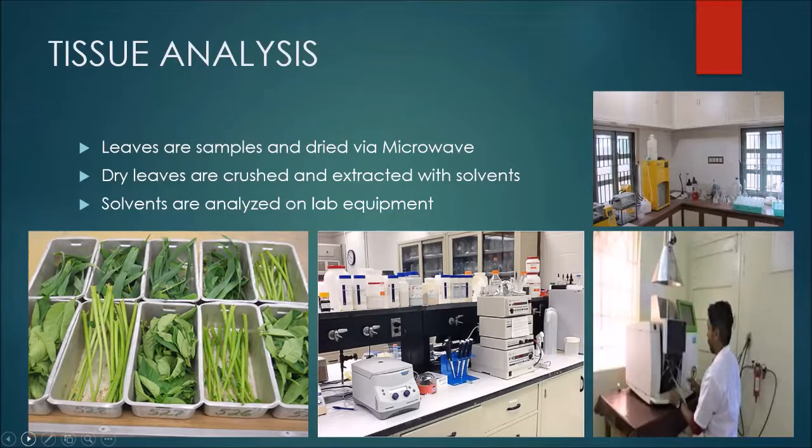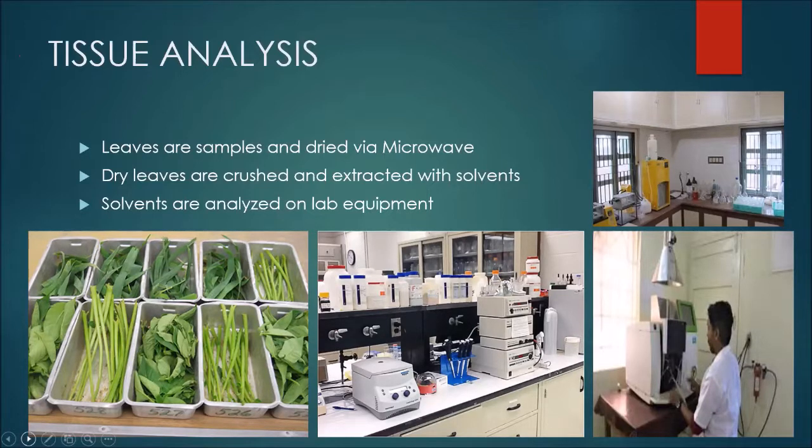The methodology in tissue analysis: the leaves are sampled and dried via microwave digestion. After that, the dry leaves are crushed and extracted with solvents, and the solvents are then analyzed on lab equipment. So it's a lab-based process that analyzes the dry matter. At the end of the day, all of the leaves that you're looking at there are very dry and are getting ready to be extracted in a tissue lab.